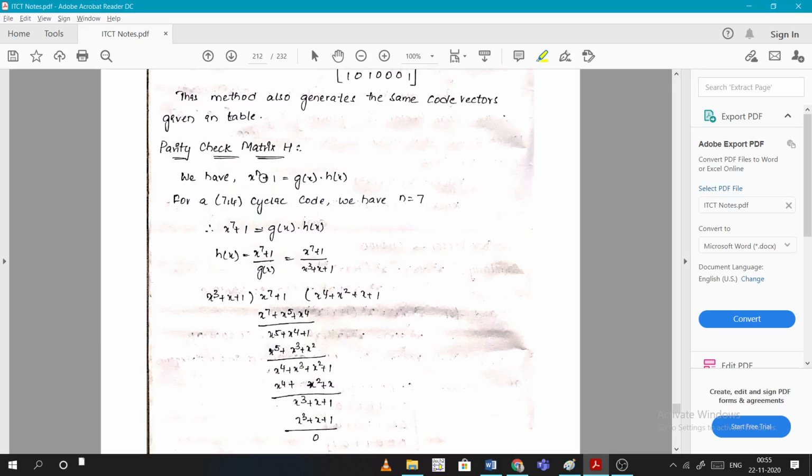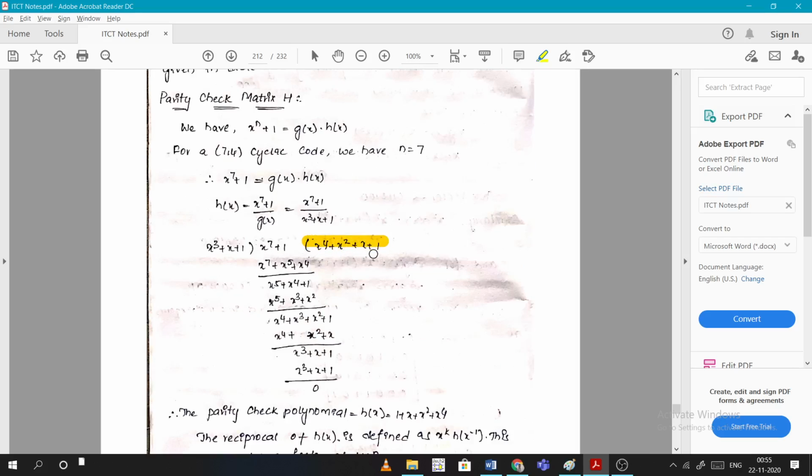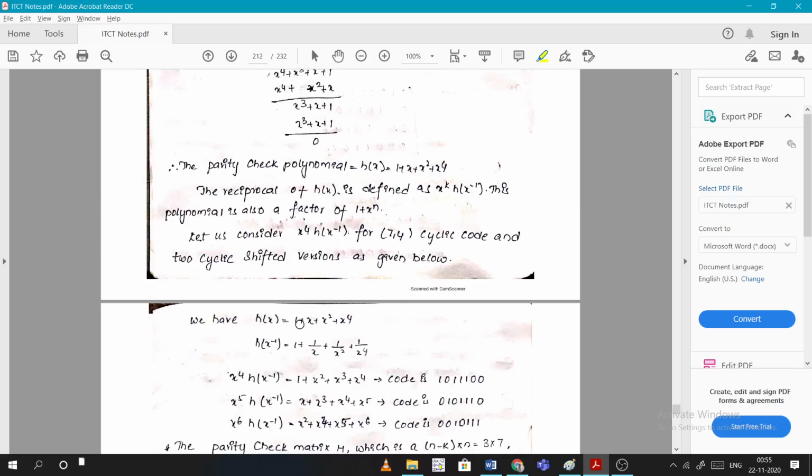Now, parity check matrix H, how to find it? First, we know the property that x power n plus 1 is equal to g of x into h of x. So when we divide x power n plus 1 by g of x, we'll get h of x. That means we get the parity check polynomial, that is, the coefficients. Take that h of x and inverse it, that is, substitute x power minus 1 in place of x. So it becomes 1 plus 1 by x plus 1 by x square plus 1 by x power 4. Now we need to do the LCM.